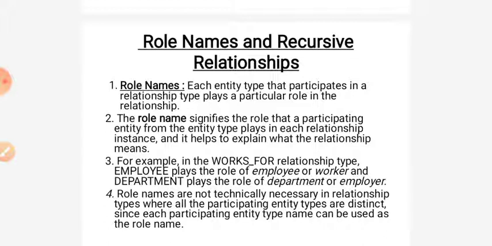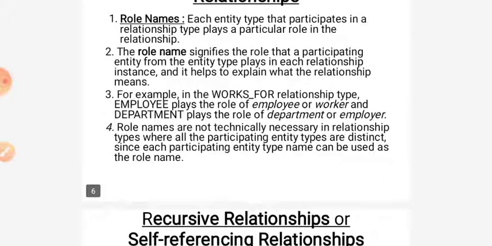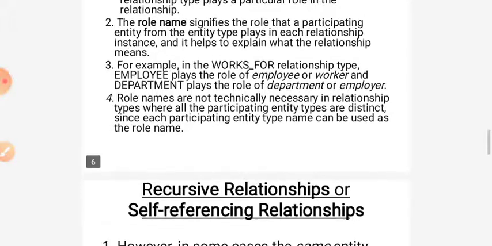For example, in the works for relationship type, employee plays the role of employee or worker, and the department plays the role of department or employer. So this is the meaning of the works for relationship, where two entities participate. One is employee, another is department. Point number 4. Role names are not technically necessary in a relationship type where all the participating entity types are distinct, since each participating entity type name can be used as role name.